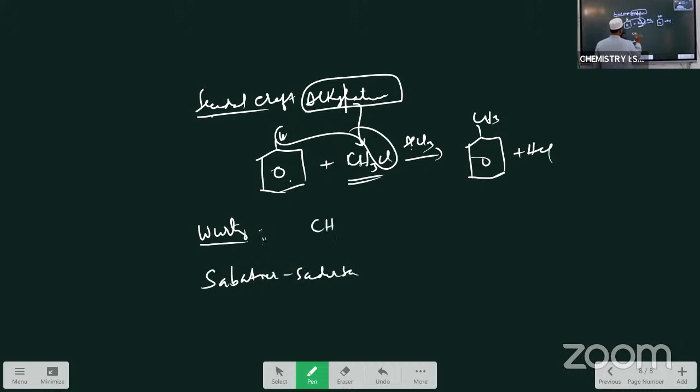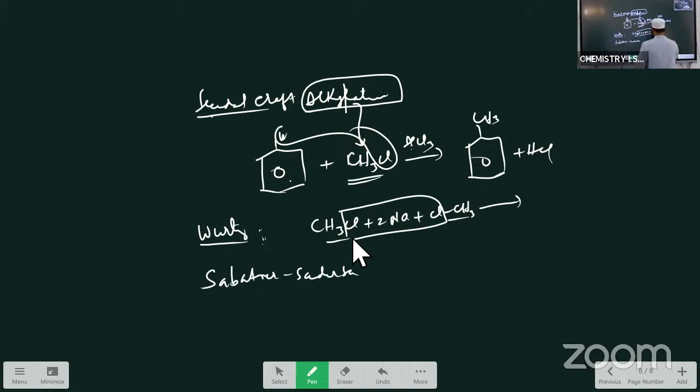Heating of alkyl halides. CH3Cl is heated with sodium metal. Once again I am taking CH3, two molecules of alkyl halides, when heated with sodium metal, from the lower alkyl halides a higher alkane is formed. CH3 combines with CH3, C2H6. Na and Cl combine, 2 NaCl goes away. So as a result you will get ethane. When two molecules of methyl chloride are heated with sodium metal in presence of dry ether solvent, ethane is formed. This reaction of alkyl halide heating with sodium metal is called the Wood's reaction.